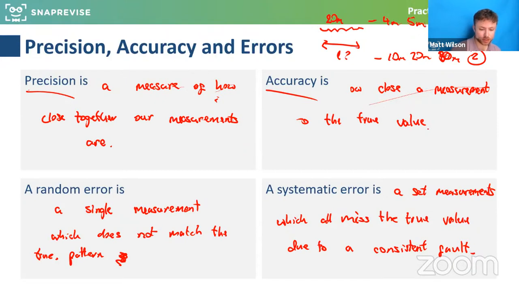Okay, the good thing about systematic errors is often you can spot them when you process your results and remove them again. Okay, so yeah, typically it's some consistent fault in an instrument that causes a systematic error. Good. Okay.